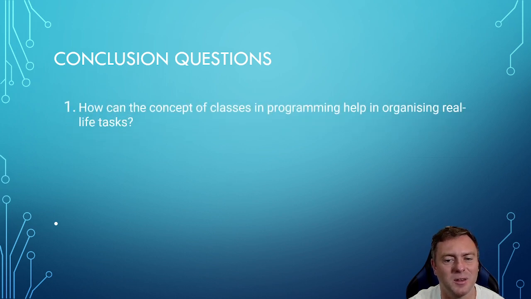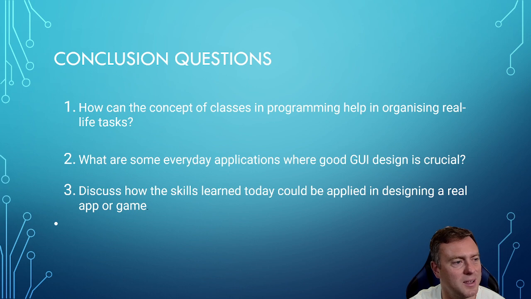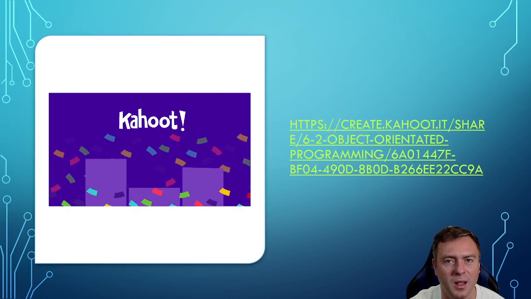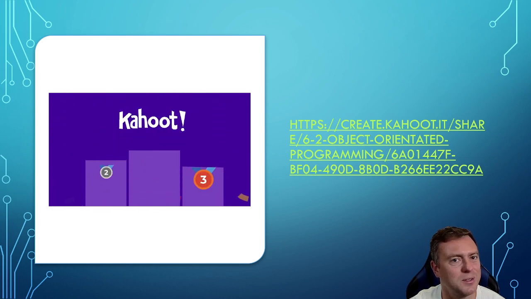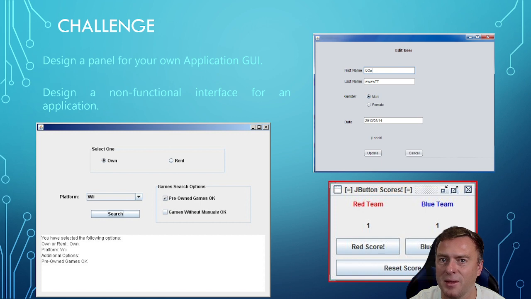So some conclusion questions to think about. How can the concept of classes in programming help organize real world life tasks? What are some everyday applications where good GUI design is crucial? And discuss how the skills that you learned today can be applied in designing real world apps or games. There is a little Kahoot at the end there, which is pretty fun, so have a play at that. And there's the last little challenge that I'd like for you to have a crack at.